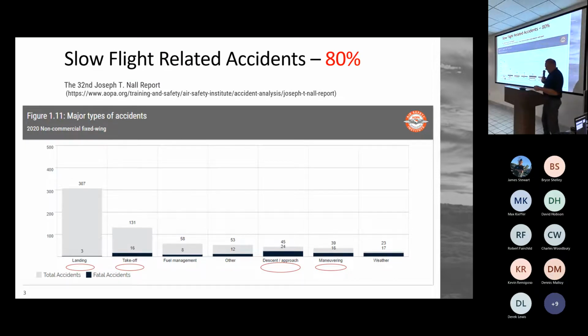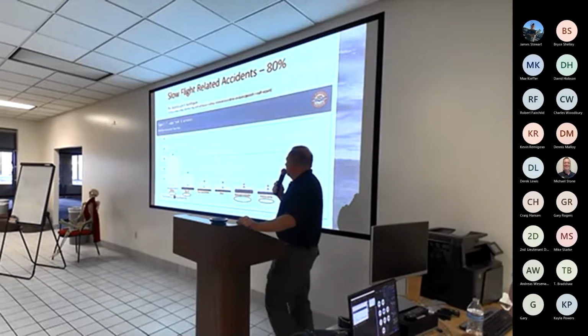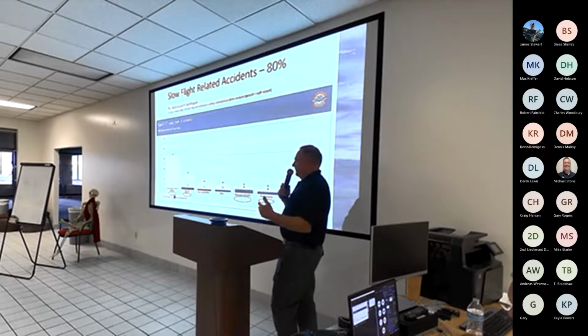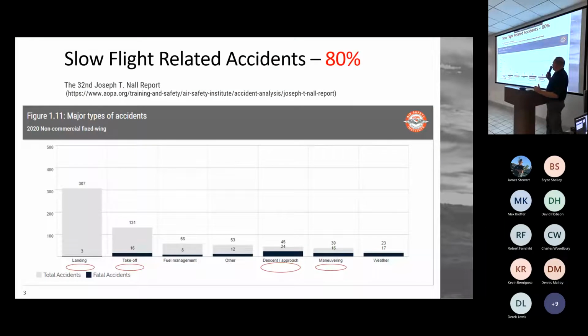I used some of the same stats presented earlier by Lee Roberts. And he kind of set this up very well, talking about his stabilized approaches and landings. This is from the most recent Joseph T. Nall report. It's published on AOPA. And if you look at this, you can summarize that 80% of accidents are caused or related to some form of slow flight. So that's in landing, takeoff, descent, approach, and maneuvering. We're always somehow close to that slow flight. So that's why it's very important for us to understand these concepts. Any questions on this or discussion?